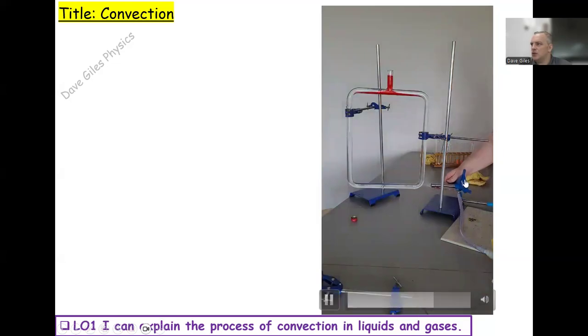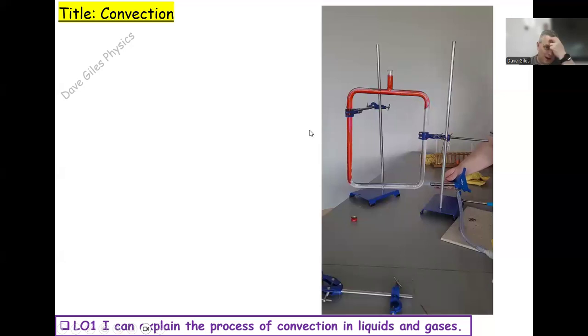So you can see the food dye is dropping down both sides. And then, because I'm heating this end up, the food dye starts to rise, goes back up, and it's all going in this direction. That's due to convection. Now, hopefully by the end of the lesson, you will be able to actually describe why that happens.